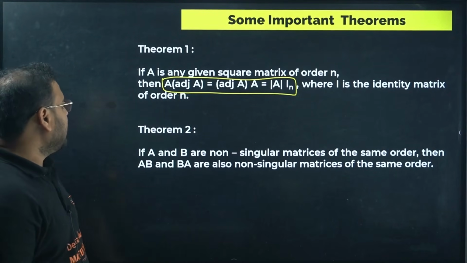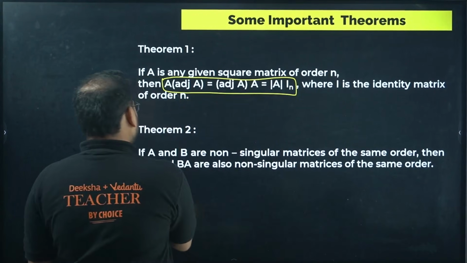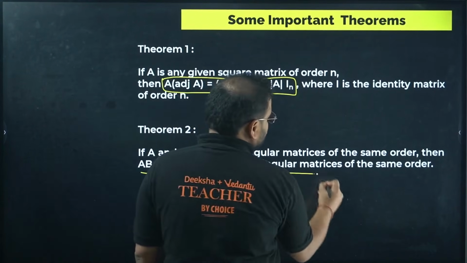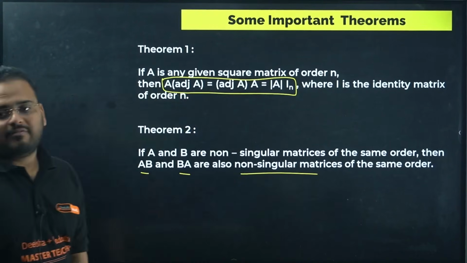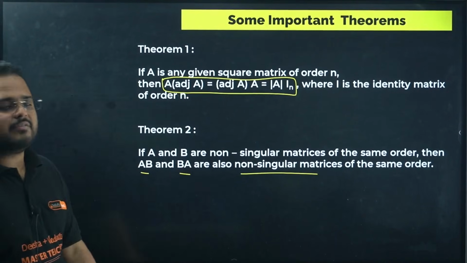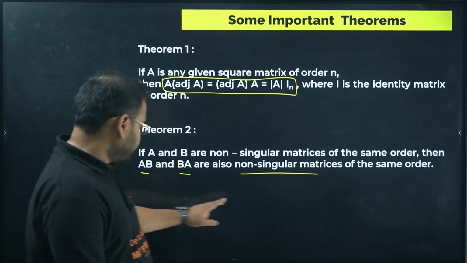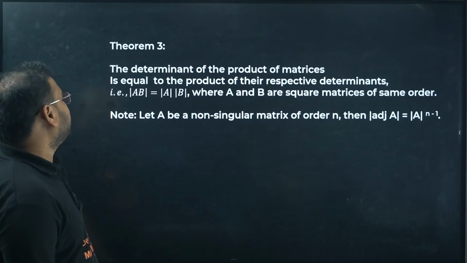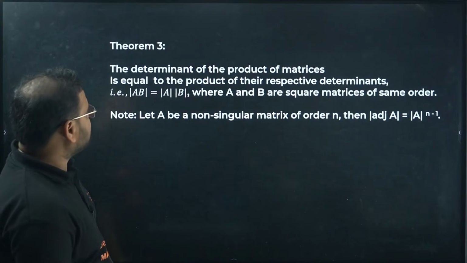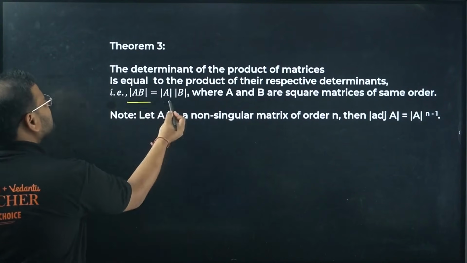Theorem number 2: if A and B are non-singular matrices of the same order, then AB and BA are also non-singular matrices of the same order. What it means is, if determinant of A is not 0 and determinant of B is not 0, then AB and BA will also have non-zero determinant. Next, theorem number 3: the determinant of the product of matrices is equal to the product of their respective determinants. This we already discussed, I remember.